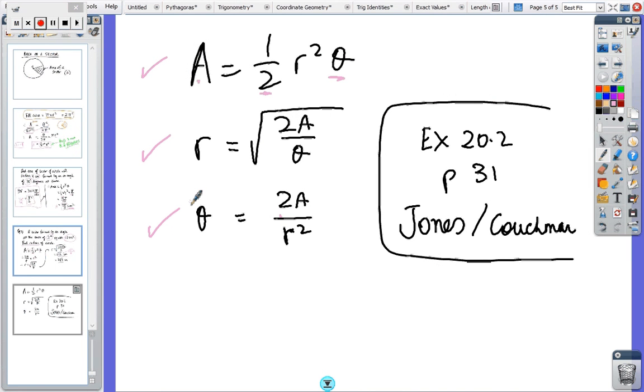And exercise 20.2, which you were doing for length of arcs, keep going with that and just find all the areas of a sector questions.